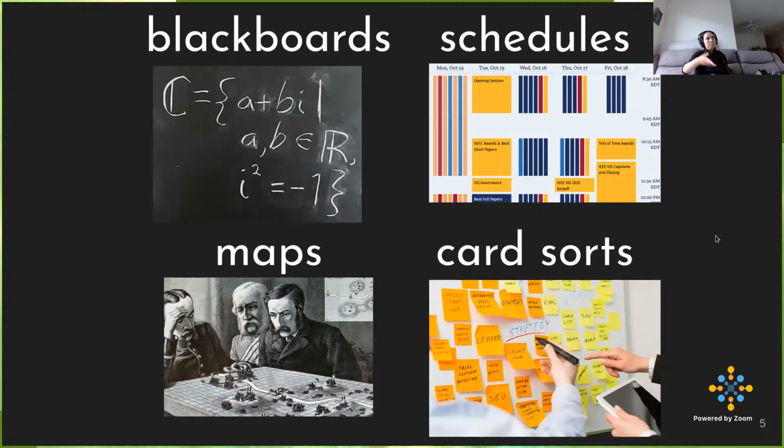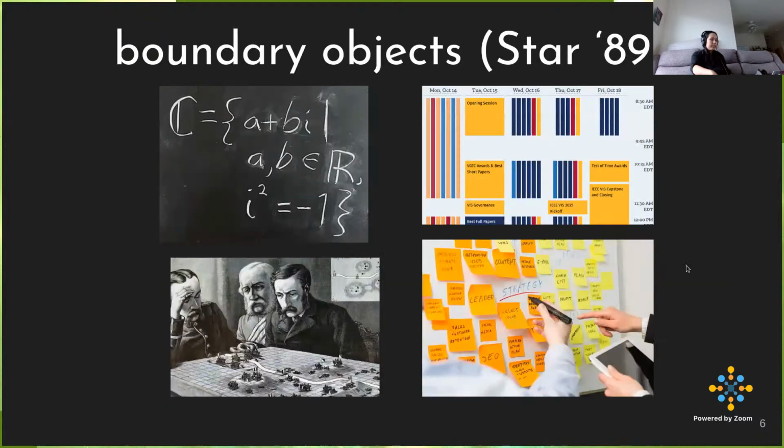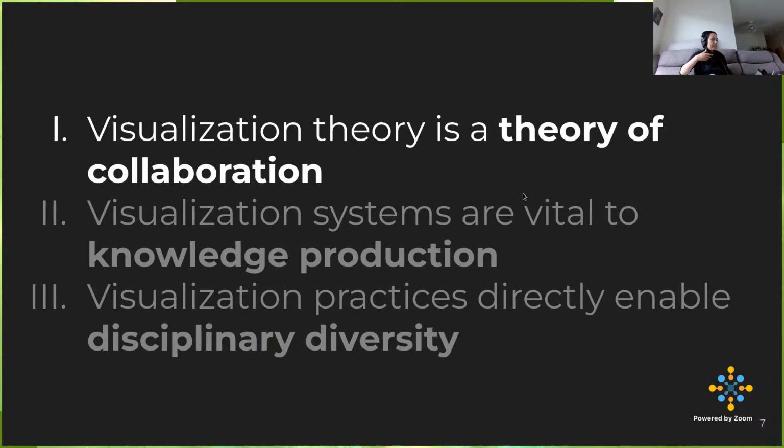Or they might write the jargon on little cards and move them around. And what's interesting is that we have this theoretical lens of the boundary object that lets us roll up all of these ideas into one shared notion of this is something that facilitates communication, collaboration. And I want to figure out why this is so powerful for visualization.